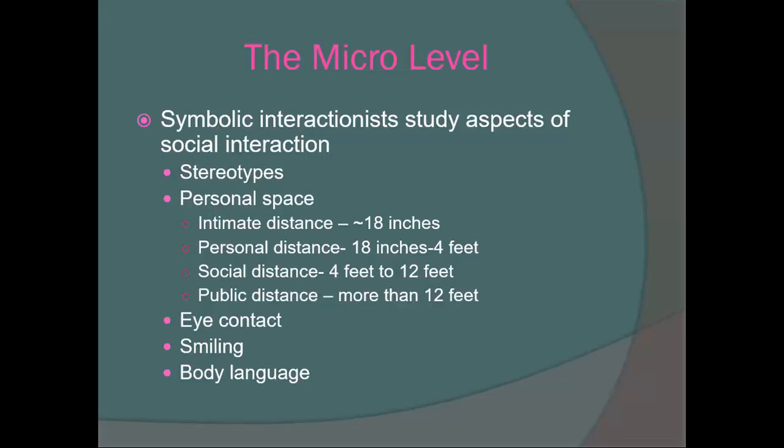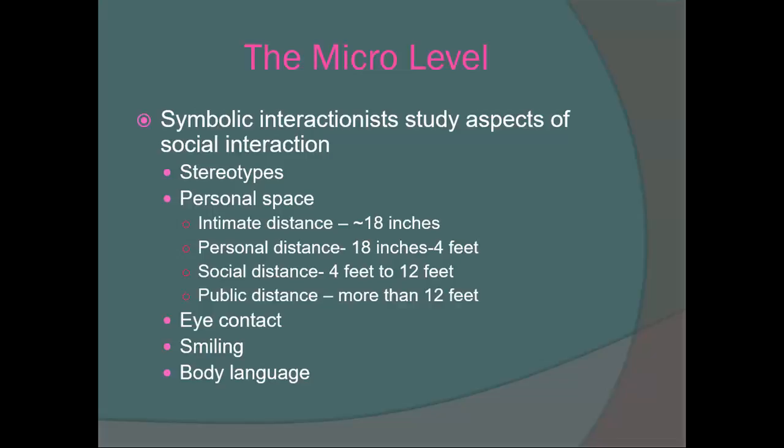At the micro level, symbolic interactionists study aspects of social interaction. So macro, social structure; micro, social interaction. And so symbolic interactionists, as we said, are the key theorists here. They focus on different things such as stereotypes, personal space, eye contact, smiling, body language, conversation, etc., right? Language, oral language as well. So stereotypes, as you know, are assumptions that people make about groups of people that are not necessarily true.